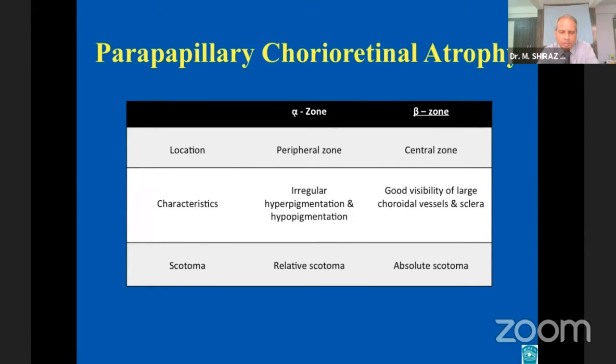Parapapillary chorioretinal atrophy has been divided into a central beta zone and a peripheral alpha zone. The peripheral alpha zone is characterized by an irregular hyperpigmentation and hypopigmentation and intermittent thinning of the chorioretinal tissue layer. Beta zone is characterized by marked atrophy of the retinal pigment epithelium and choriocapillaris, resulting in good visibility of large choroidal vessels and sclera. Psychophysically, beta zone corresponds to an absolute scotoma and an alpha zone to a relative scotoma.